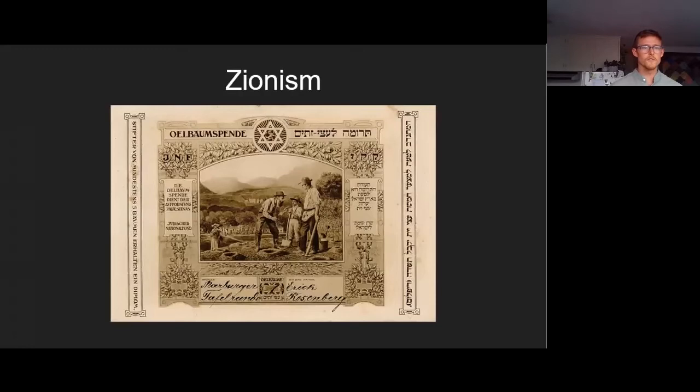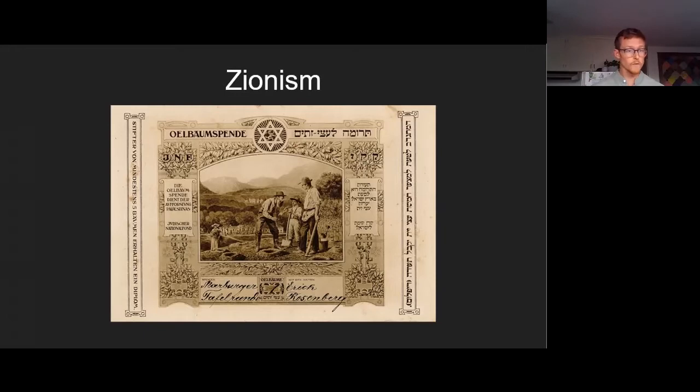Ben Yehuda's move to Palestine was part of a larger movement of Jewish nationalism that would eventually become known as Zionism. Zionism was a movement that developed in the late 19th century and really gained steam in the early 20th century among the Jews of Central and Eastern Europe, who wanted to move back to the historic land of Israel, which at that time, like I said, was known as Palestine, and it was part of the Turkish Ottoman Empire. They wanted to move back to Israel and form an independent Jewish state.